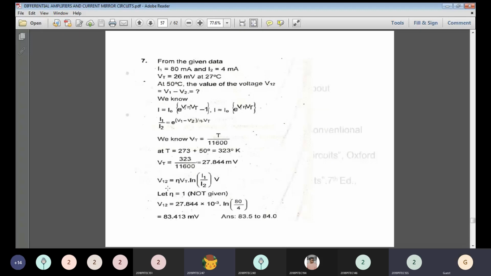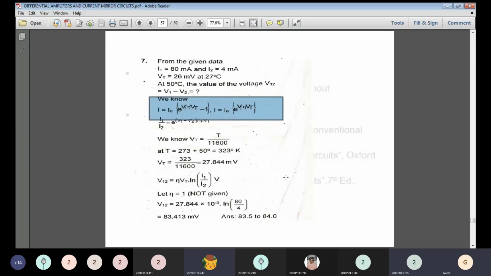Then we are going to calculate the value of V12. So the V12 formula is mentioned here. The current formula is standard. The remember-type formula is I0 e power V divided by eta VT minus 1, and the voltage formula is eta VT ln of I1 divided by I2.